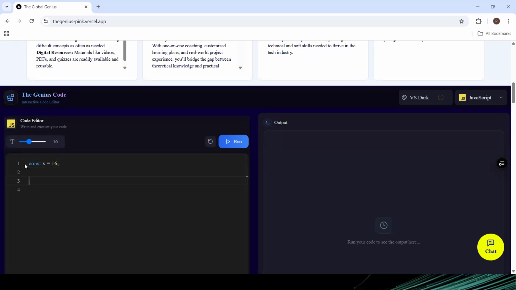Normally, we'll do constant result is equal to x divided by 2, all right? So the result will give us, let me console the result, console.log. Don't worry if you don't understand what I'm doing here. Just understand what I'm trying to explain. If you have not coded before, it's okay. You will code one day, okay?